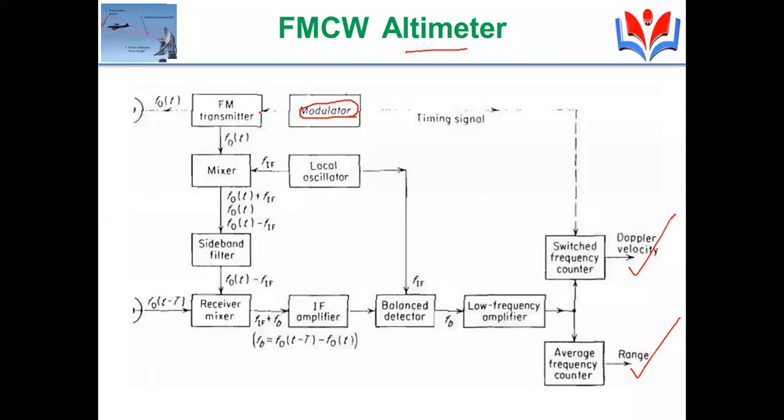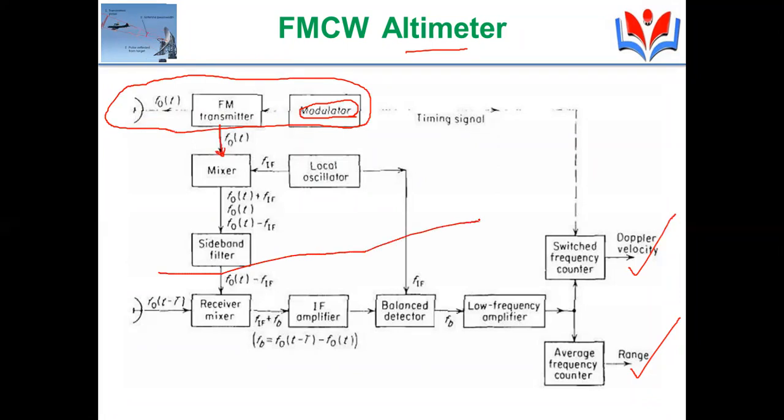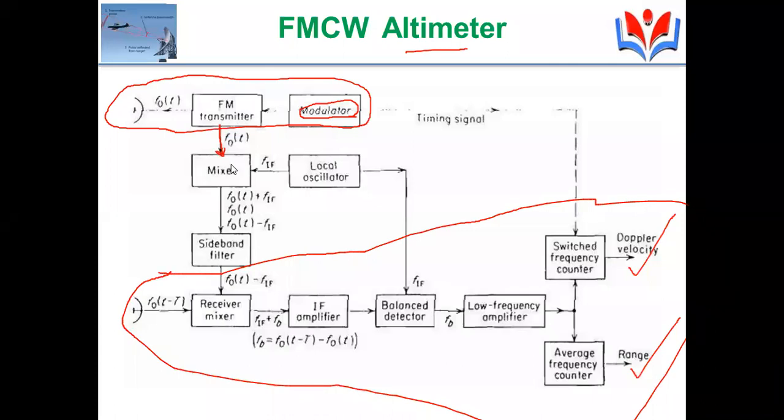the frequency modulated signal, which will be applied to the transmitting antenna as f naught of t, and the received signal is f naught of t minus T. The reference signal from the transmitter is applied here, f naught of t as it is, to the receiver side. This part is called the transmitter section, and this entire remaining part is the receiver section. This is used to interface between these two because we need to supply some reference signal.